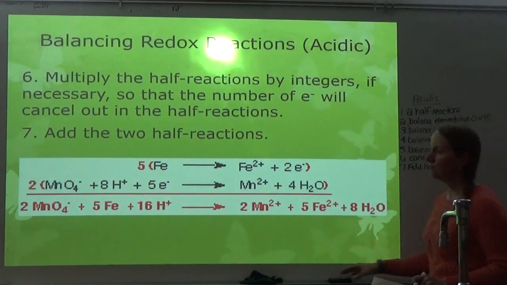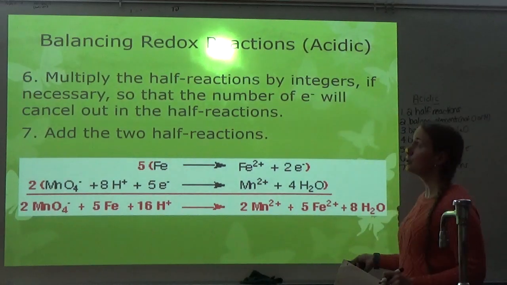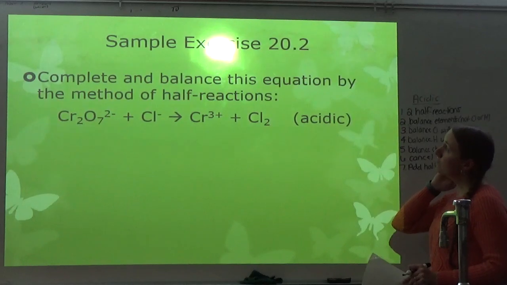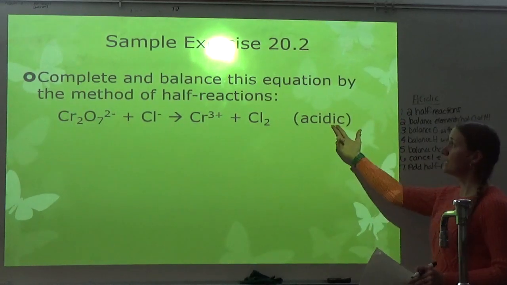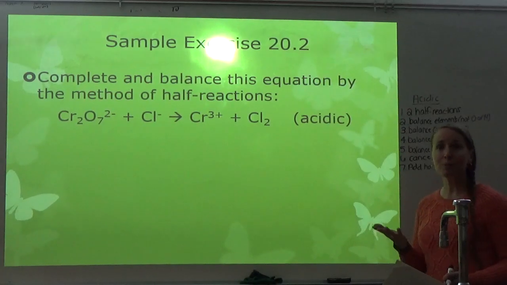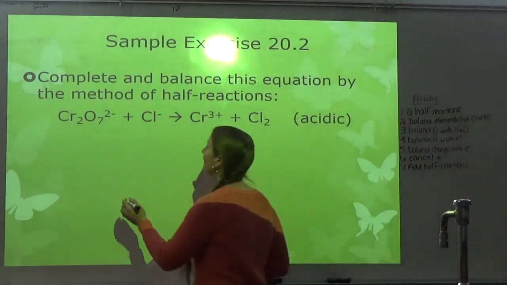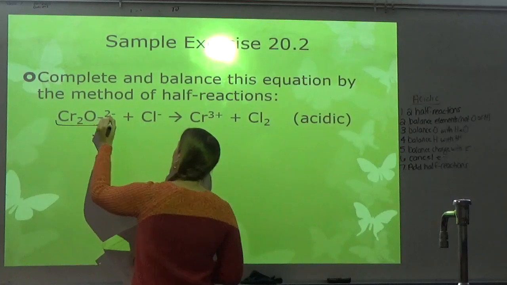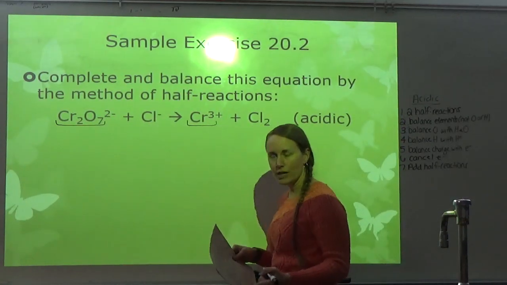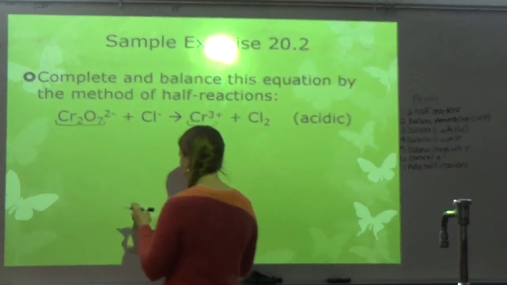All right, so obviously the only way to do one of these is just jump right into it. It says complete and balance this equation by the method of half reactions, and notice it tells me it's acidic. The first thing I have to do is split up my half reactions. I can see that these two clearly go together and these two clearly go together, so that's what I'm going to pull down first.